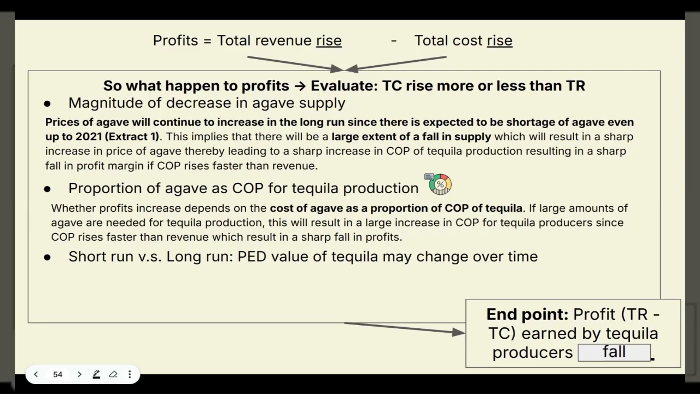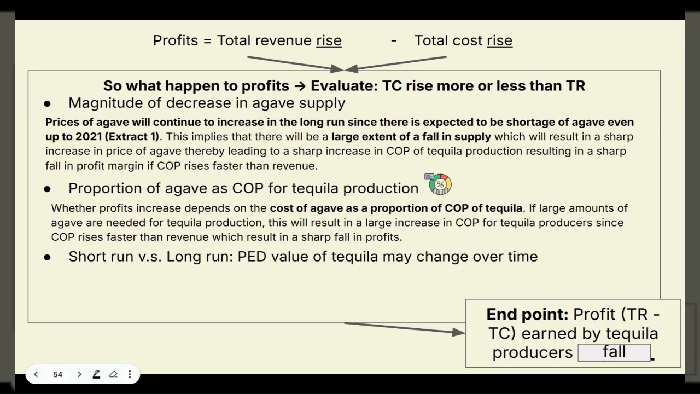So this is the written explanation summarizing the evaluation. There's no need for you to know how many percent agave comprises of tequila production. You just need to give me an assumption that if large amounts of agave are needed, it will result in a large increase in cost of production.